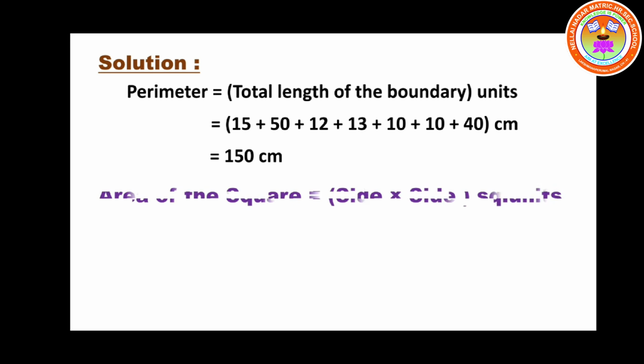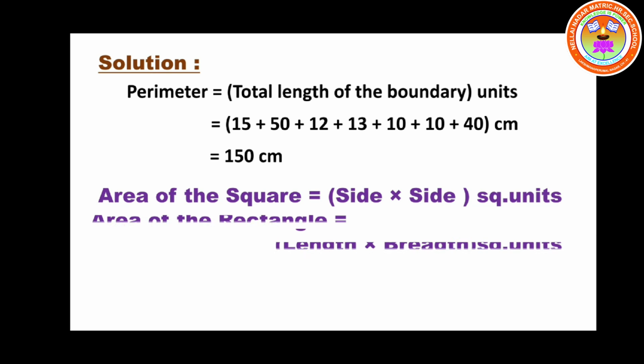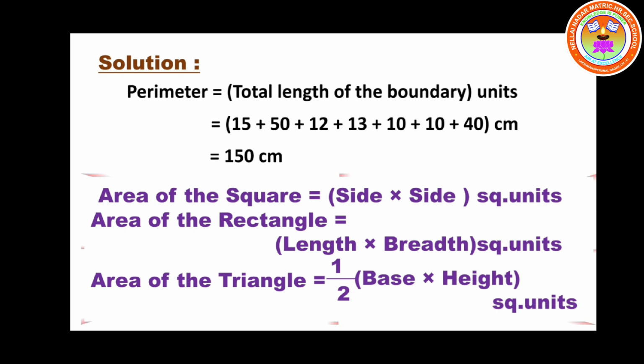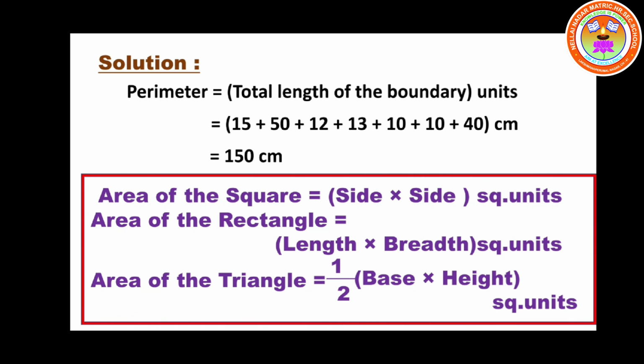Now you have three shapes in the diagram. What are the shapes? You have square, rectangle and triangle. So area of the square is equal to side into side square units. Area of the rectangle is equal to length into breadth square units. Area of the triangle is equal to half, that is 1 by 2, into base into height square units. By using these three formulas we are going to do the sum.